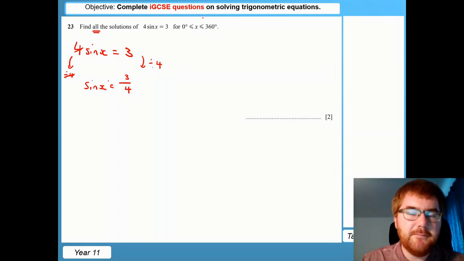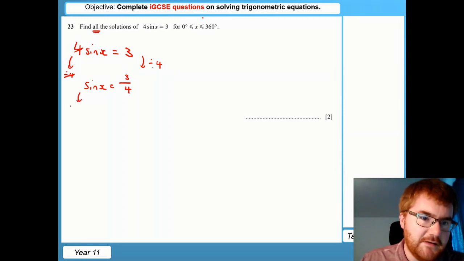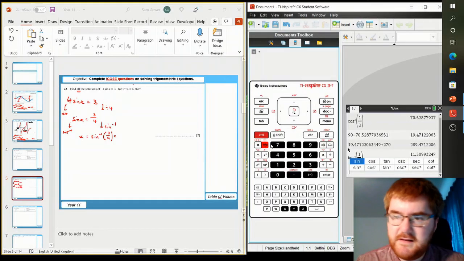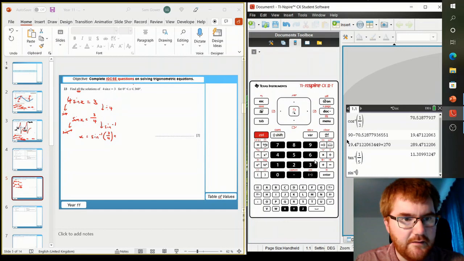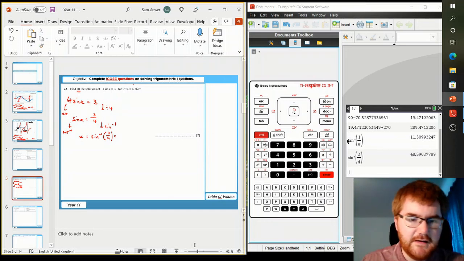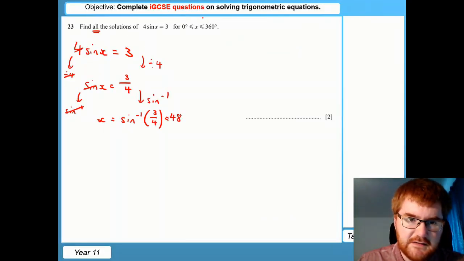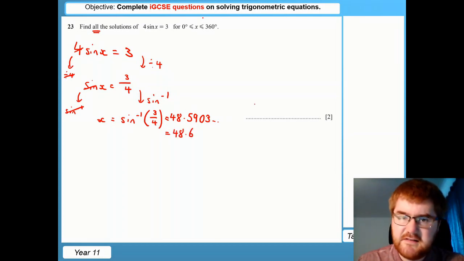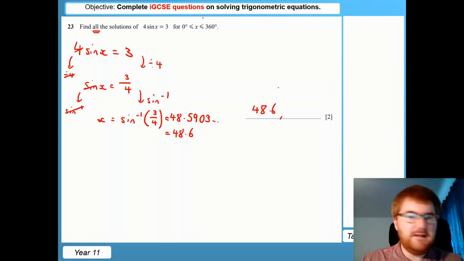And then we're going to find the first answer by using that inverse sine function, the opposite of sine. So we're going to do sine inverse to both sides. This cancels here. We're left with x. Then we're going to do sine inverse 3 over 4. So let's go and work that out. So let's type that in. So we get sine inverse 3 divided by 4. Pop it in, we get 48.59. Let's write that in. 48.5903. And that's going to be our first answer rounded to one decimal place. So 48.6. So that's going to be our first answer, 48.6. And now let's work out the second answer.